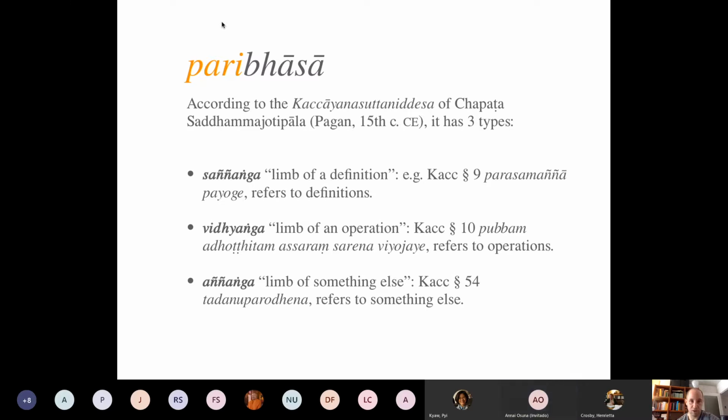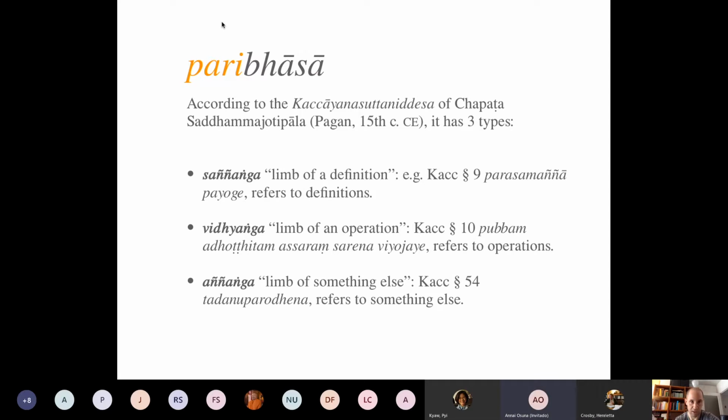And anga, I translate quite literally, limb, the limb or a part, or it could mean an auxiliary rule, an assisting rule, and it always goes with another type of rule. For instance, the first type, sanyanga, is a limb of a definition. It's a limb of a sanya. As an example, you can see Kaccāyana 9, that we have seen already and we'll see later, parasamanya payoge. So this is a paribhasa rule that has to be taken as a limb or as a part, or subordinated, if you wish, to the definitions, to the sanyas. Similarly with Vidyanga, that's a limb of an operation rule, and Anyanga applies to the rest.